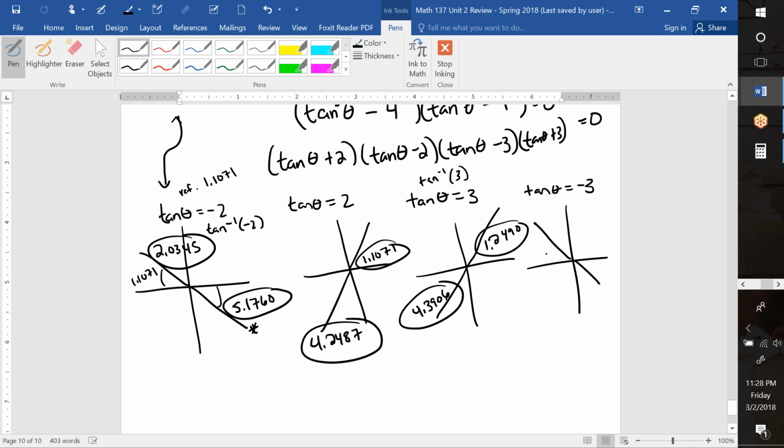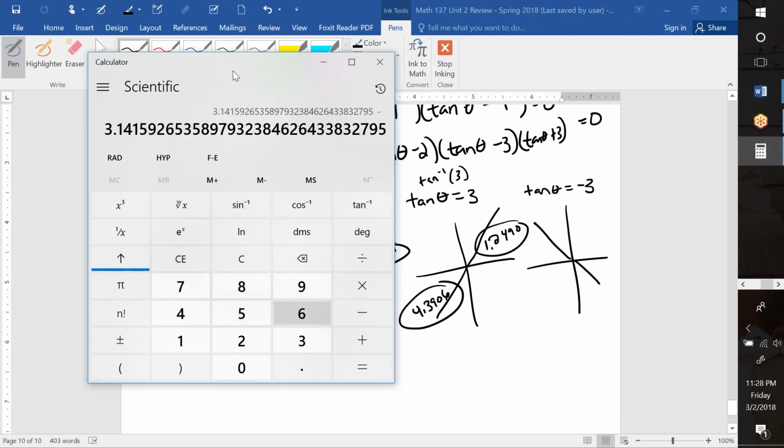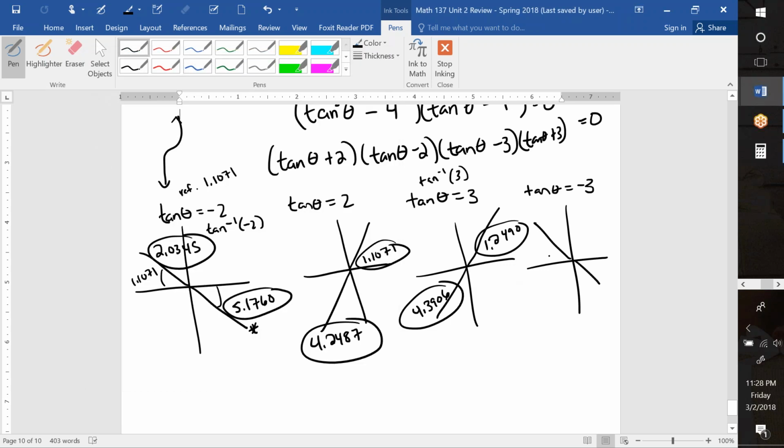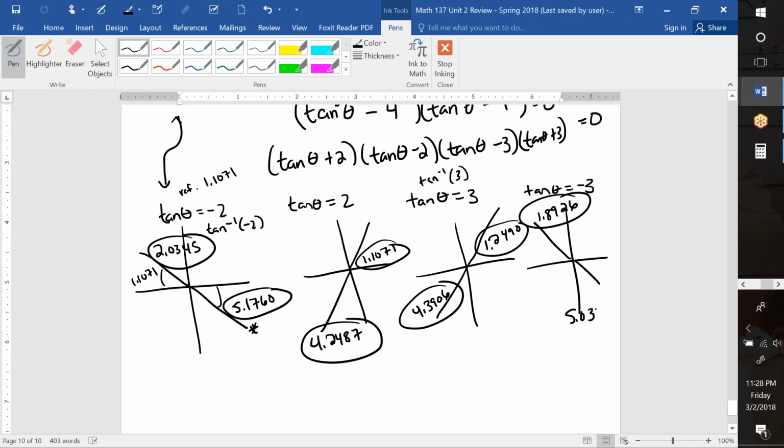And then this one would be pi minus the reference angle from quad 1. So pi minus 1.2490. So that's 1.8926. And this one would be 2 pi minus the reference angle. So 2 times pi minus the 1.2490, which is 5.0342. And that would be all of my different solutions.